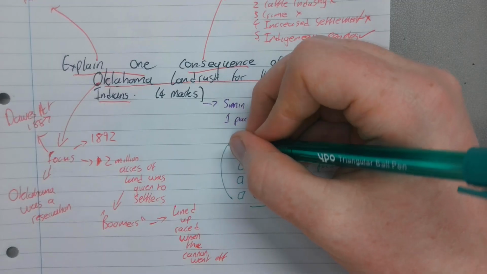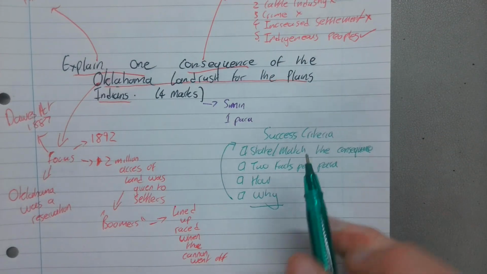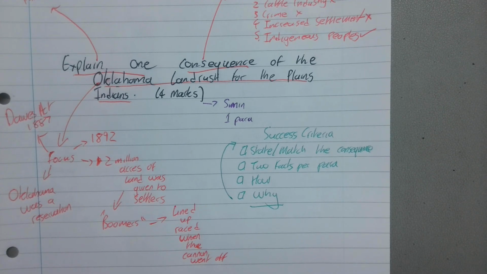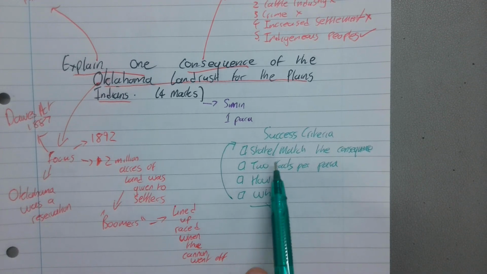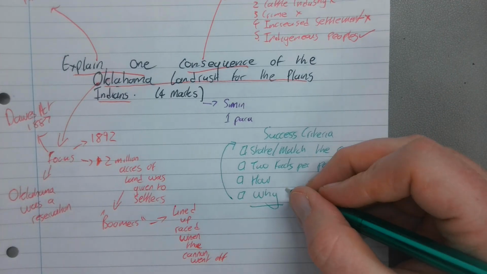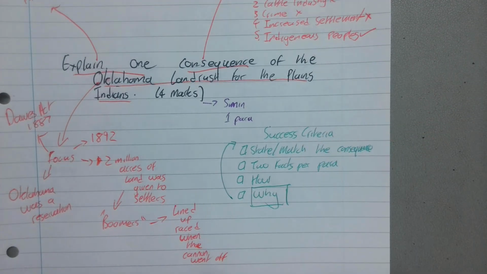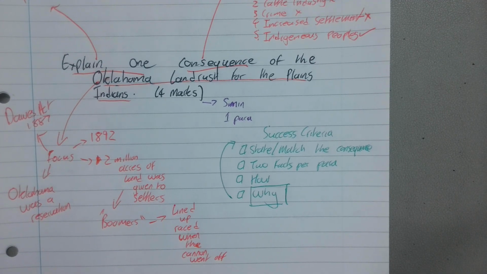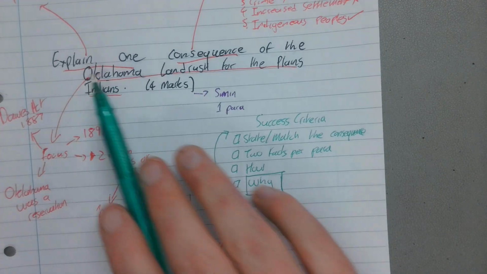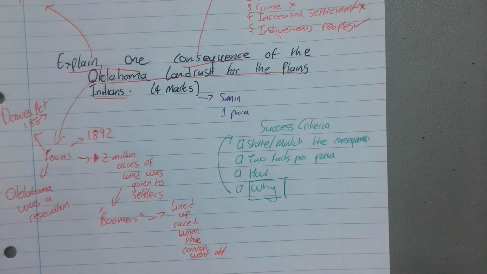As a matter of fact, I really would stress to you that when you state the consequence, you say why it fits in with the event. I've seen so many answers that tend to be 3 out of 4 or even 2 out of 4 because they fail to explain why. Okay, do you want to press pause on the video and spend 5 minutes now having a go explaining one consequence of the Oklahoma land rush for the Plains Indians? Press pause and I'll see you shortly.